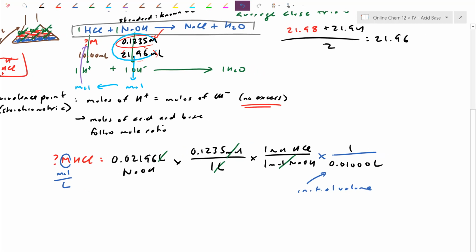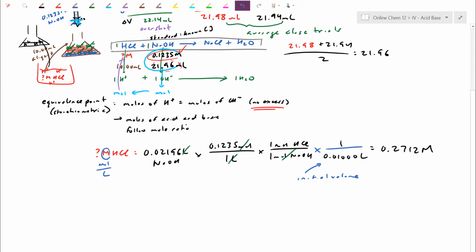Okay, so let's try it out here. 0.02196 times 0.1235, mole ratio 1-to-1, divided by 0.01. It gives me a concentration. Keeping track of your sig figs, notice this is really good. I have 4 sig figs for basically all my numbers here, so my concentration is now 0.2712 molar.